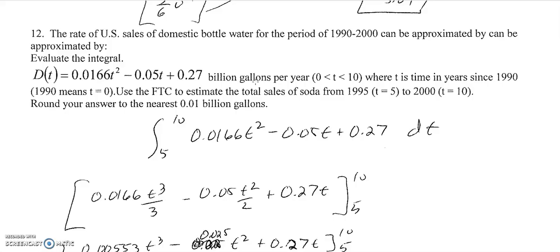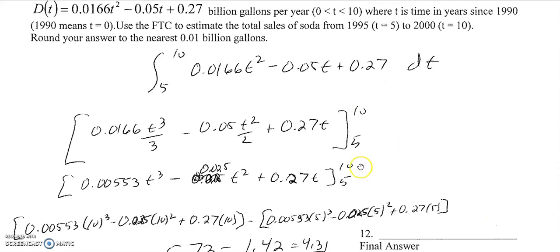Use the fundamental theorem of calculus to estimate the total sales of water from 1995 to 2010, round to the nearest 0.01 billion gallons. So the idea is that we have a rate of change, billion gallons per year, and we want to work backwards just to billion gallons. So we're going to take the integral, and we're going to go from 5 to 10. So it's the integral of 5 to 10, 0.0166 t squared minus 0.05 t plus 0.27 dt.